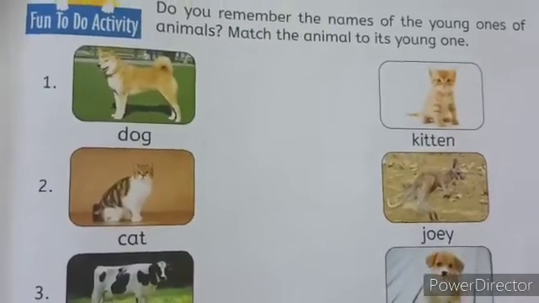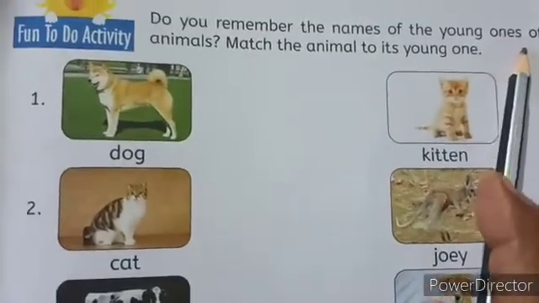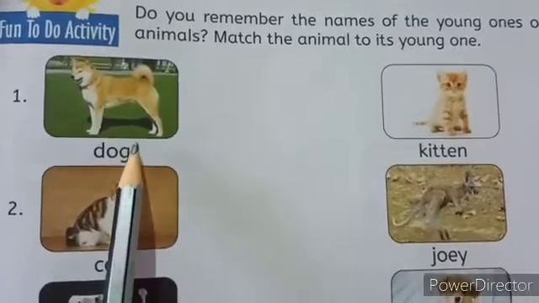See, children, match the pictures. Do you remember the names of young ones of animals? Match the animals to their young ones. What is the first one? Dog.